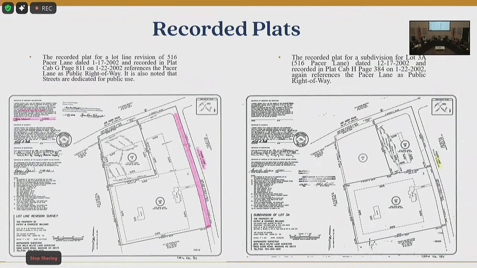It was then again referenced in a lot line revision of 516 Pacer Lane that was dated January 17, 2002, and recorded in Plat Cabinet G, page 811, on January 22, 2002. It references Pacer Lane as a public right-of-way. It's also noted that the streets are dedicated for public use again in the top left there. Furthermore, there was another lot line revision done in December of 2002 and recorded in Plat Cabinet H, page 384, and references Pacer Lane as a public right-of-way as well.